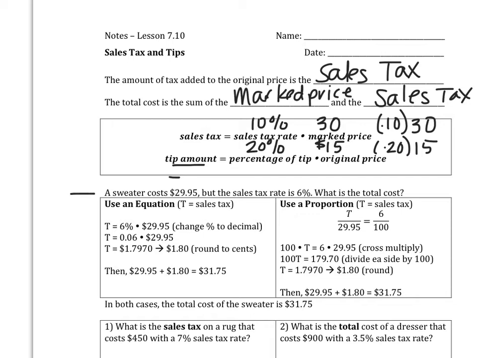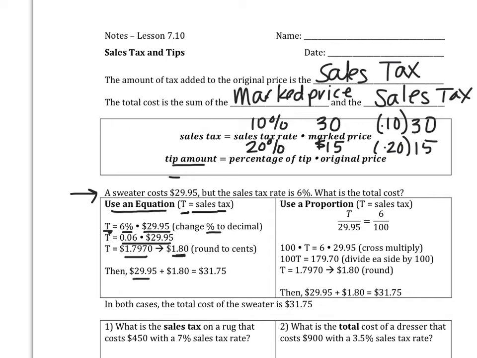So let's take a look at this problem right here. A sweater costs $29.95, but the sales tax rate is 6%. What is the total cost? So we're going to first use an equation. T equals, that's what is going to represent our sales tax. So if we want to find the amount of sales tax, we'd take 6% of the original cost. We're going to change our percent to a decimal, so then it's going to look like that. Multiply it together, and because it's money, we need to round to the nearest cent. So our sales tax is going to be $1.80.